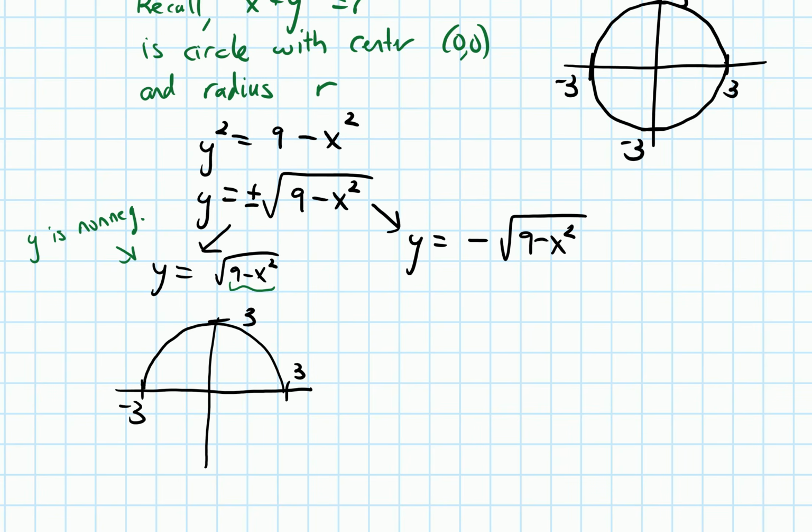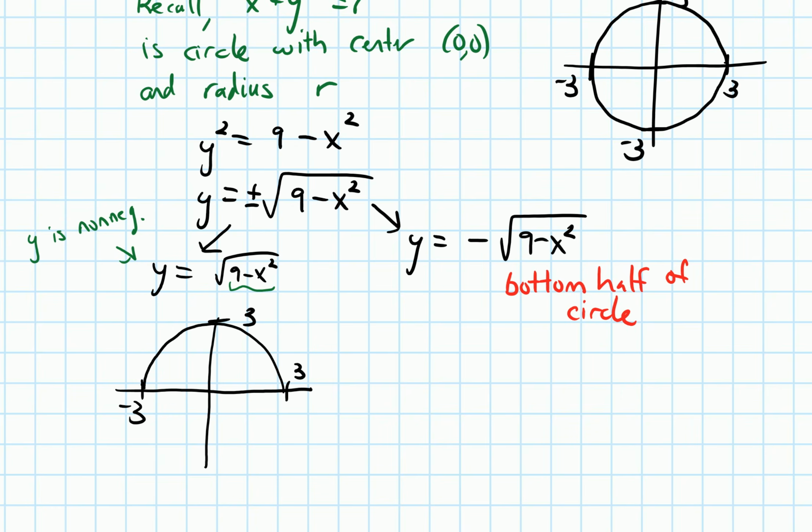If we had a negative in front of the square root, that would be, I'm not going to draw this one, but this would be the bottom half of the circle. Because when you have that negative in front of the square root, now it means that all of the y values are not positive. And if all the y values are not positive, that means we're looking at the bottom half of that semicircle.